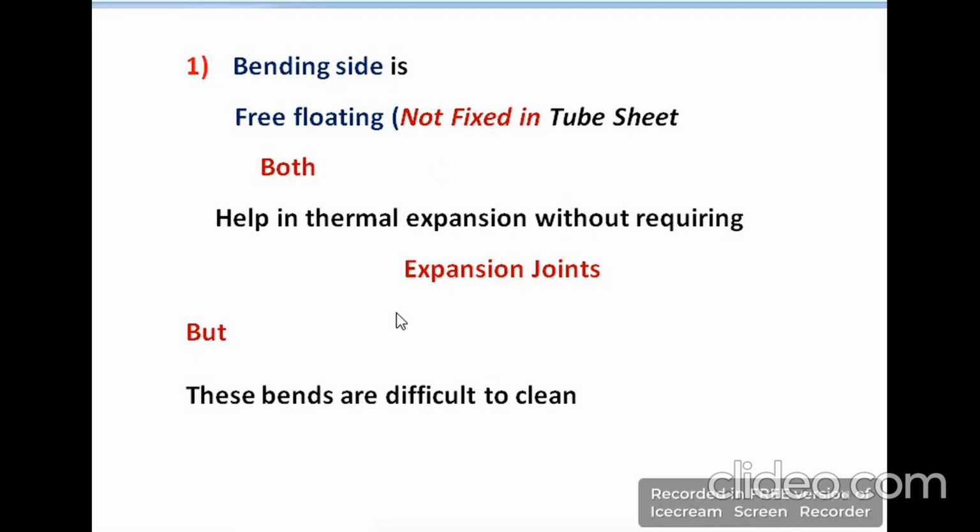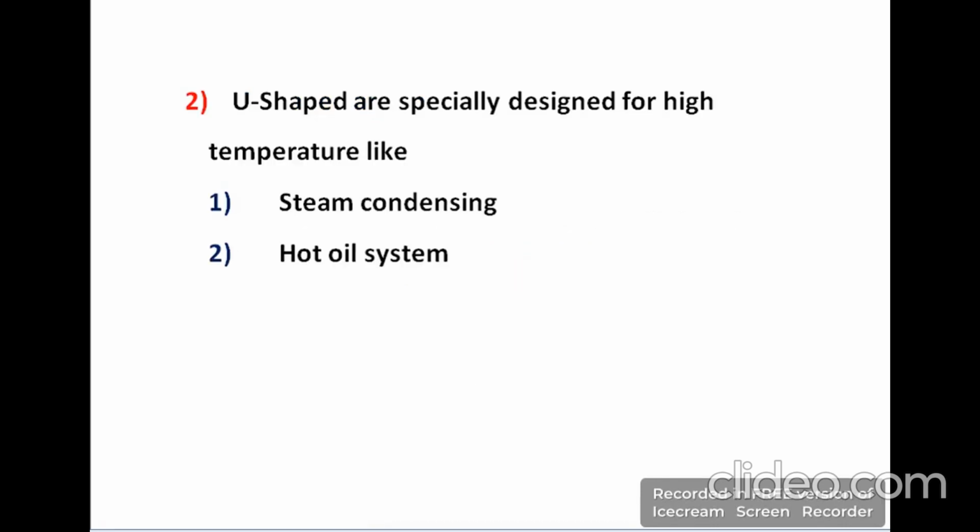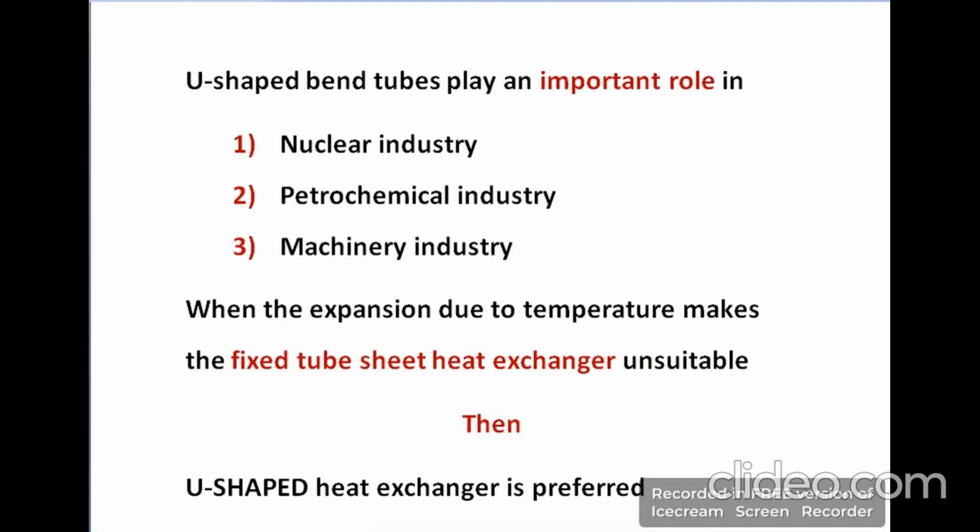The difficulty in a U-shaped tube is cleaning, as these bends are difficult to clean. U-tube heat exchangers are designed for special applications like steam condensing and hot oil systems. These U-shaped bent tubes play an important role in the nuclear industry, the petrochemical industry, and the machinery industry. And also when fixed tube sheet heat exchangers are unsuitable, then we use U-shaped heat exchangers.